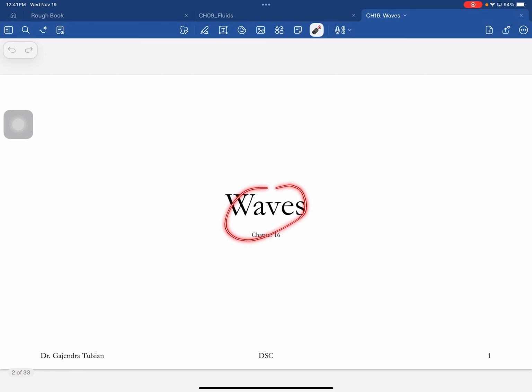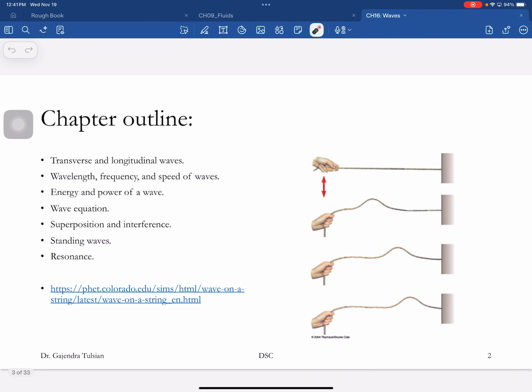Okay. So we'll talk about waves. Transverse and longitudinal waves, and we'll define some wave parameters. We told you that all waves carry energy, so we'll give you an expression for that. And this wave equation will be the mathematical model describing the behavior of that system.